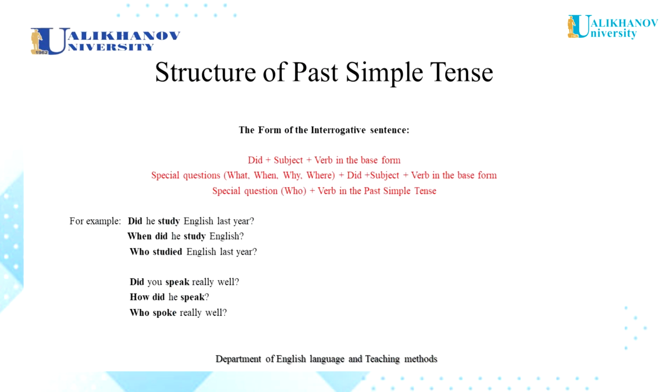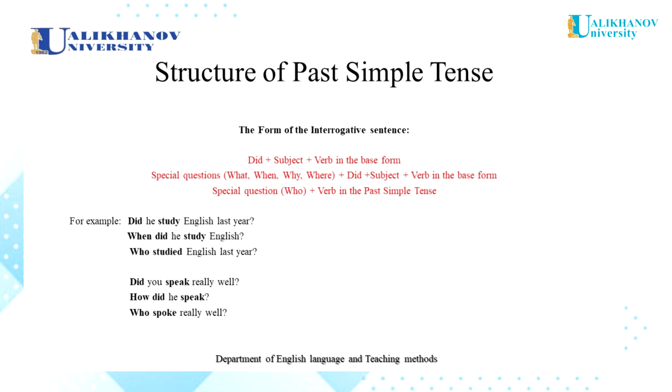Now look at the form of the interrogative sentence. To form the interrogative sentence, you must use the auxiliary verb did. To form the general question, you must put the auxiliary verb did on the first place. Did plus subject plus verb in the base form. For example, did he live in England last year? Did you speak English really well?